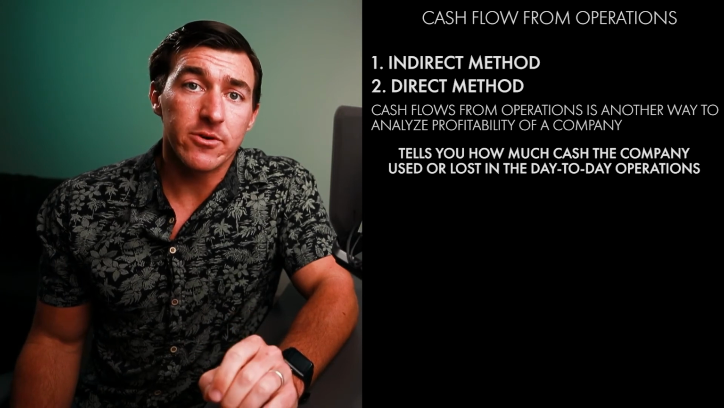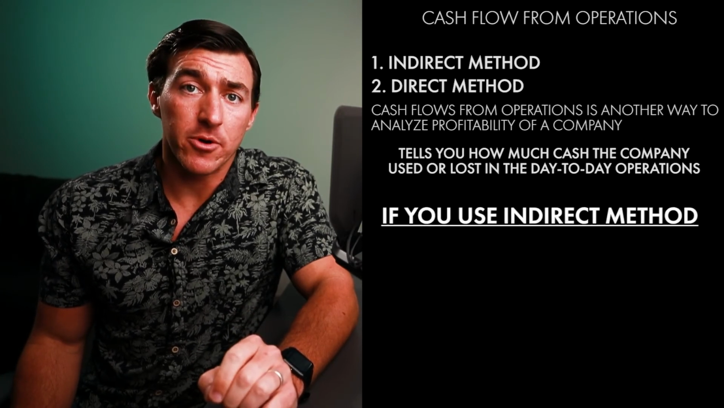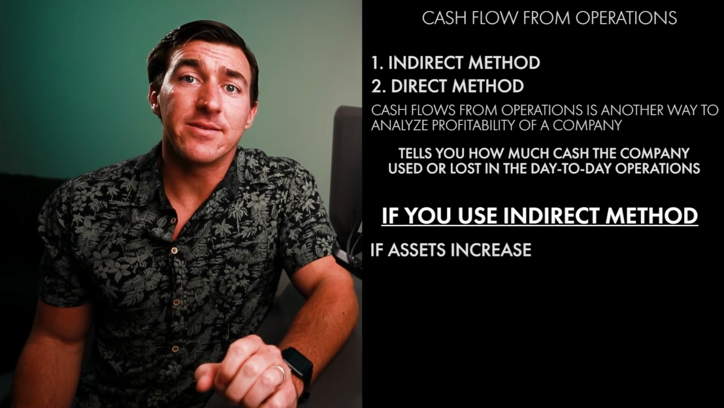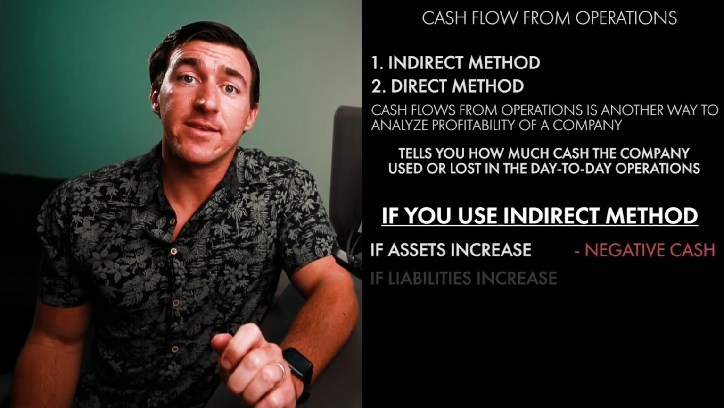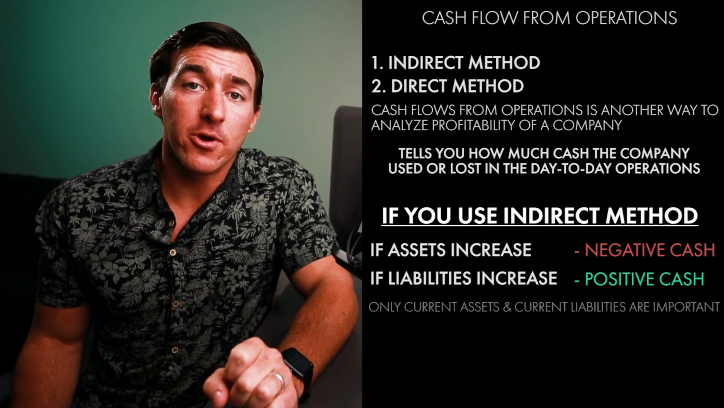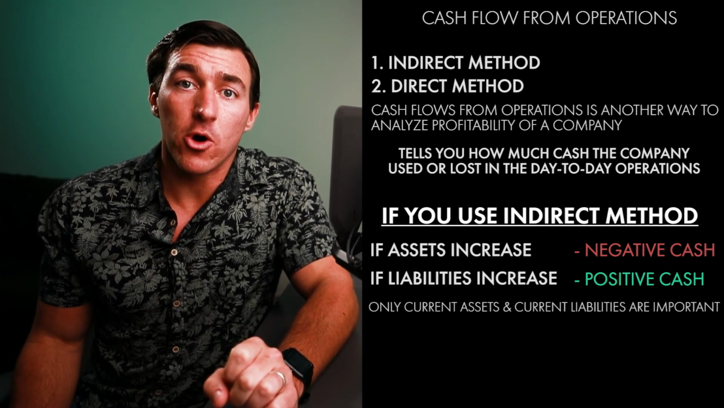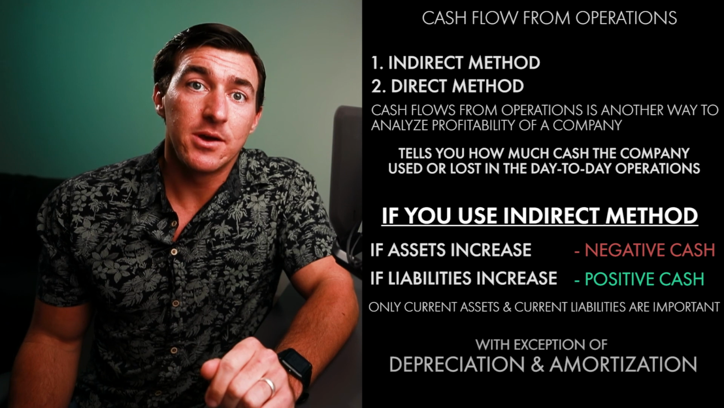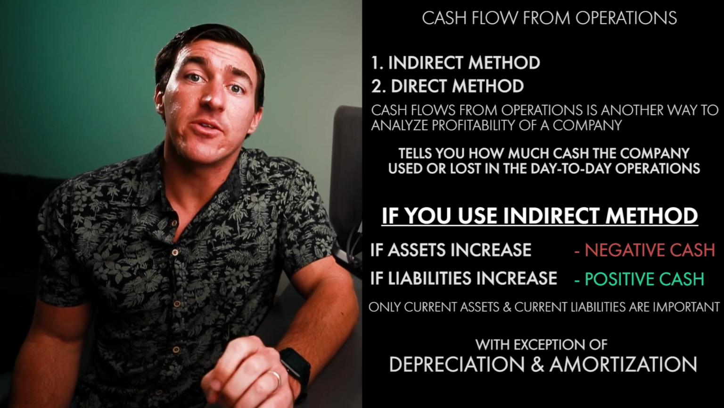Whether you use indirect or direct does not matter, because you'll get the same number at the very end of the day. However, if you do use indirect, remember, a rise in assets is a negative cash. A rise in liabilities is positive cash. But only current assets and current liabilities are important, with the exception of depreciation, which is found on the income statement.